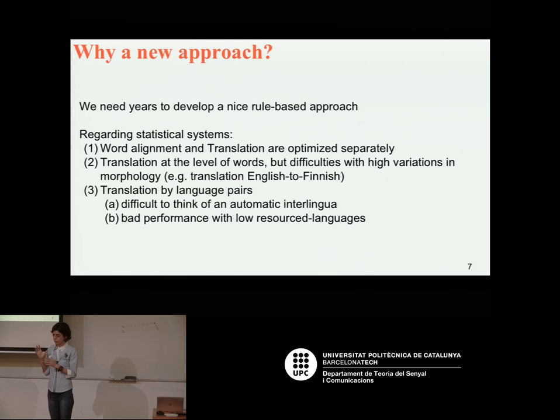So here are the motivations to try a new approach. The statistical systems work pretty well. In fact, we can discuss this later, but they still work better than neural machine translation for some particular applications. But the motivation to change from statistical to neural is that in the statistical system, for example, we are optimizing the word alignment and the translation separately. This is a drawback because when you improved the word alignment, this wasn't necessarily correlated with an improvement of translation. That's a big problem.